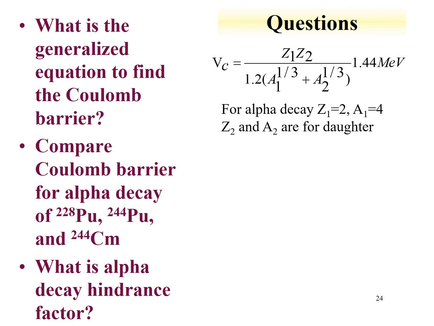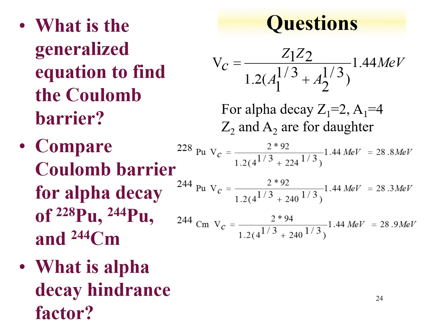And if we make this specific for alpha decay, we can substitute 2 for Z1, and for A1 we can substitute 4. So for an alpha decay, you would be looking at the Coulomb barrier from the alpha decay, and Z2 would be the daughter, and A2 would be the A for the daughter.